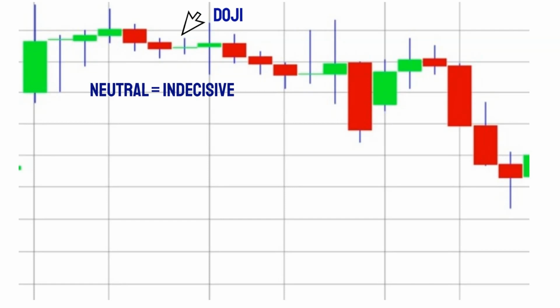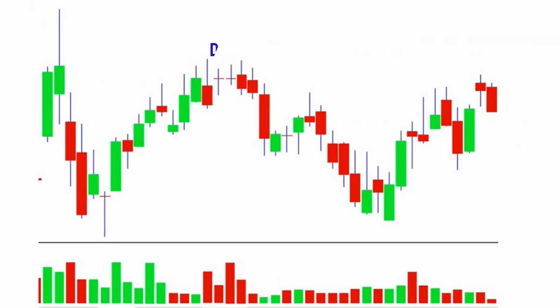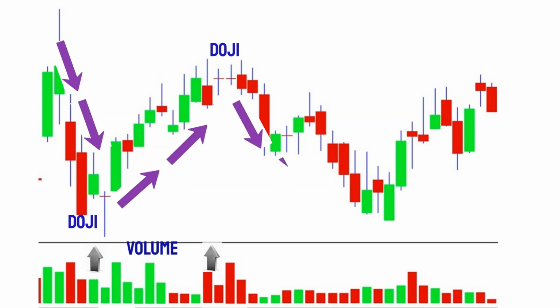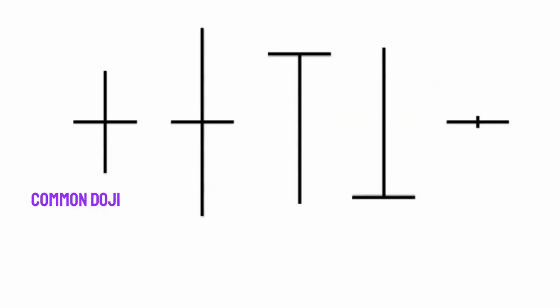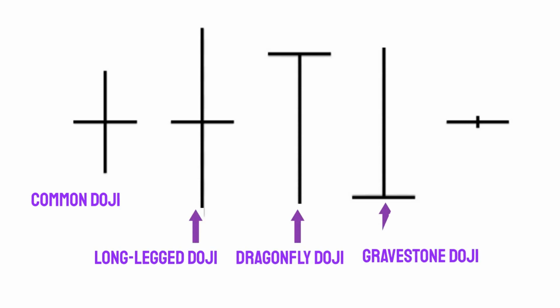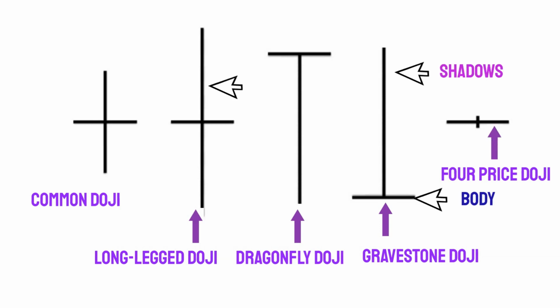A doji candlestick alone is a neutral indicator that provides little information. A doji is a key trend reversal indicator when there is high trading volume and it follows a long period of either uptrend or downtrend. There are different types of doji candles: long-legged doji, dragonfly doji, gravestone doji, and four-price doji, depending on where the body is and how long the upper and the lower shadows are.